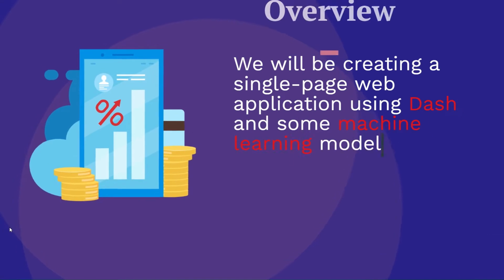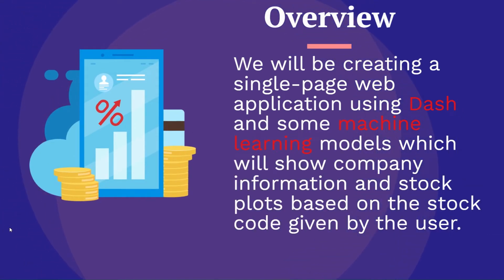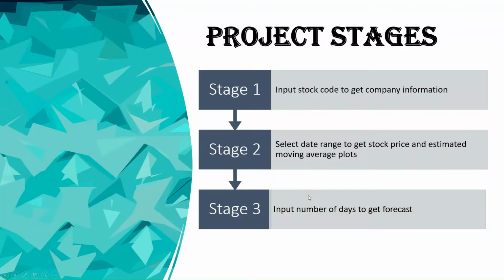Next is the project overview. We will be creating a single page web application using Dash and some machine learning models, which will show company information and stock plots based on the stock code given by the user. Project stages. This project is divided into three stages. Stage one, input stock code to get company information. The second stage is select date range to get stock price and estimated moving average plots. And then stage three is input number of days to get forecast.